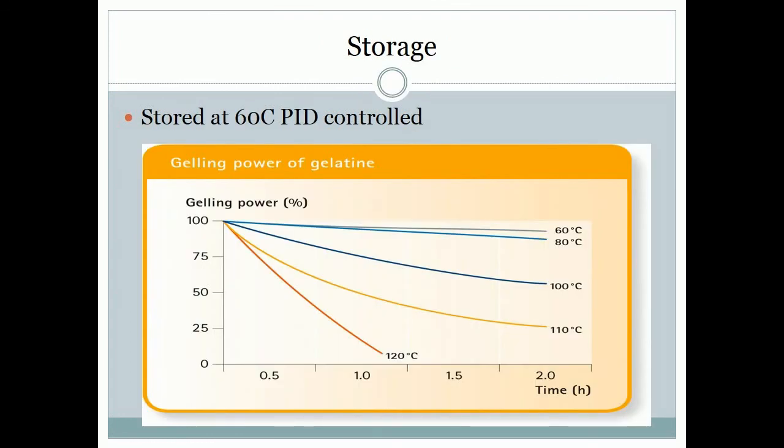For the storage, the gelatin needs to be kept at 60 Celsius as this keeps the gelling power at a maximum while also keeping the gelatin liquid. The mixing tank will also be used as the storage unit.